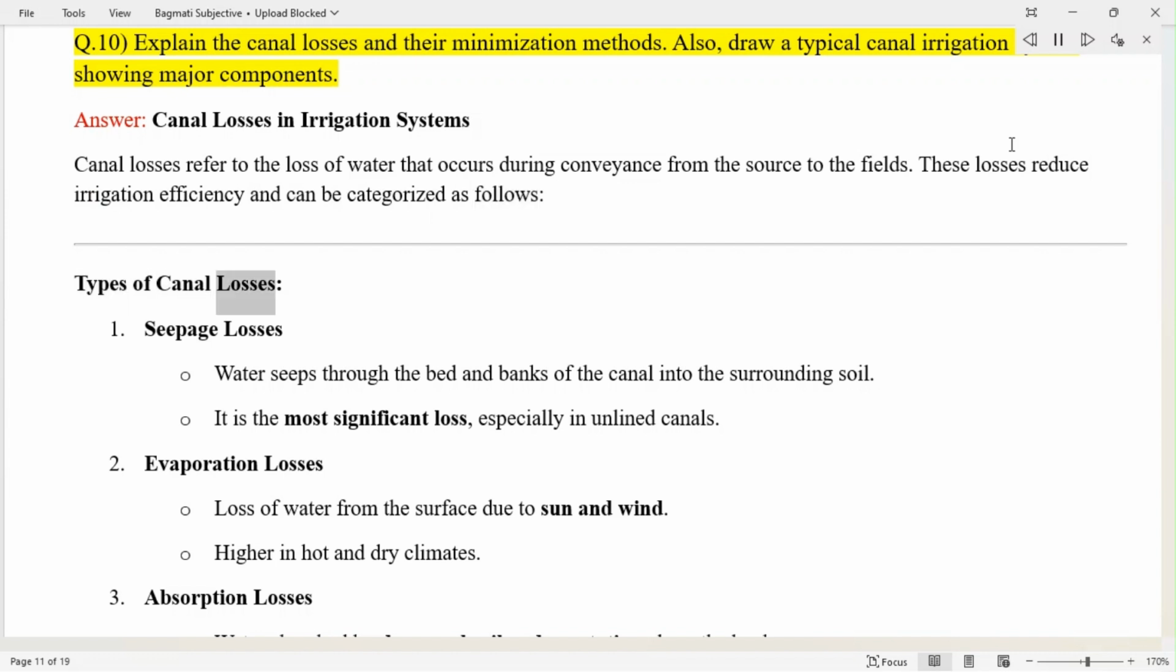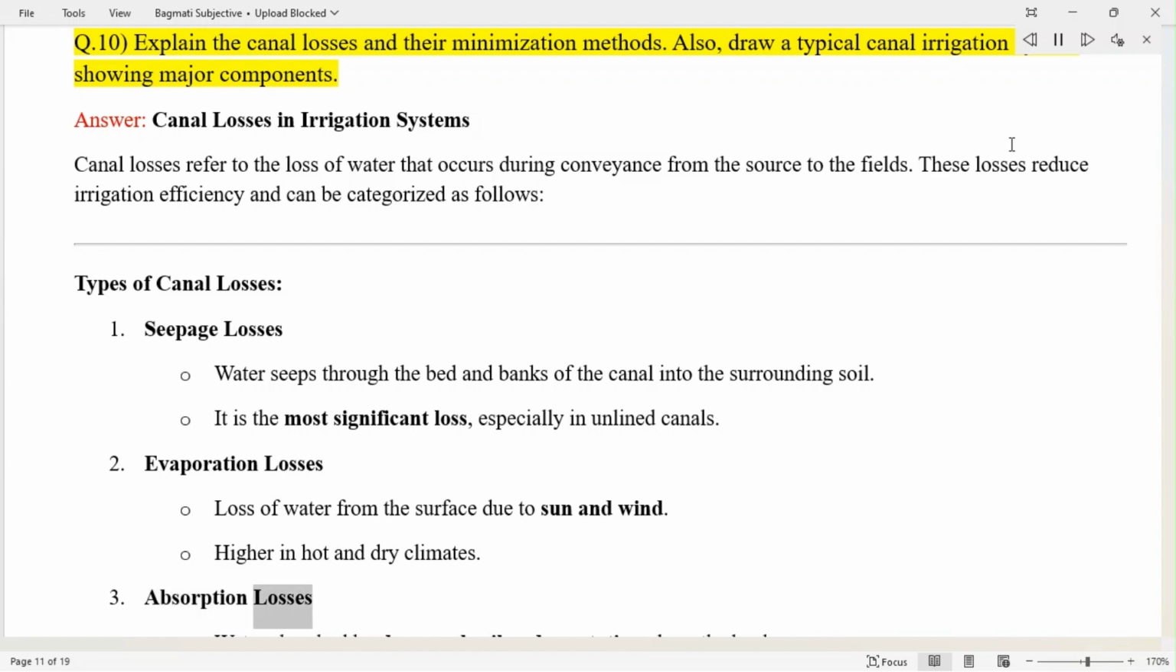Types of canal losses. Seepage losses: water seeps through the bed and banks of the canal into the surrounding soil. It is the most significant loss, especially in unlined canals. Evaporation losses: loss of water from the surface due to sun and wind, higher in hot and dry climates.